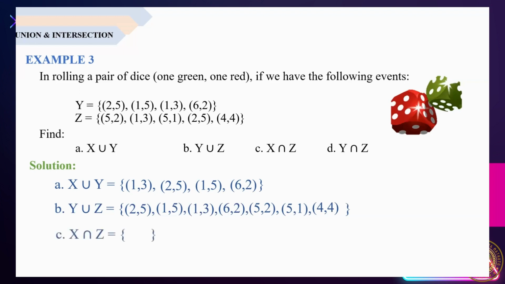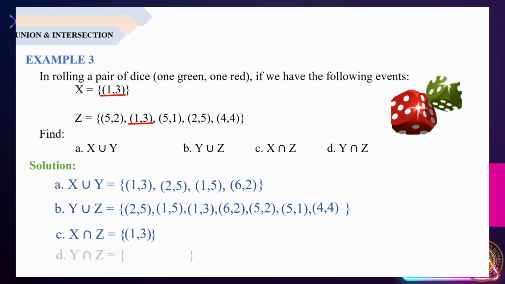Now, let us proceed to letter C, the intersection of X and Z. So this time, intersection naman. So focus tayo sa X and Z. Pag sinabi natin intersection, yung parehas na events na meron sa X at meron sa Z. At kung makikita natin, ang parehas lang ng X and Z ay yung 1, 3 at sa Z naman ay yung 1, 3 pa rin. So therefore, ang intersection nila ay isang event lang, which is 1, 3.